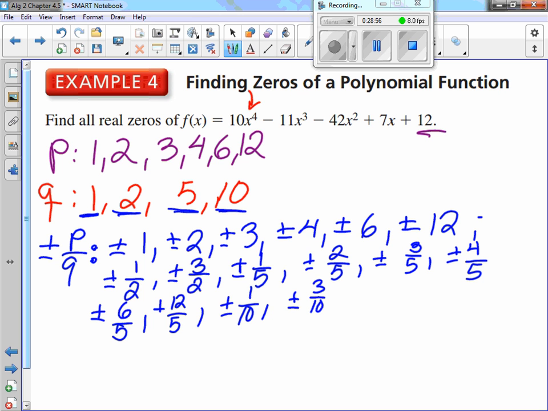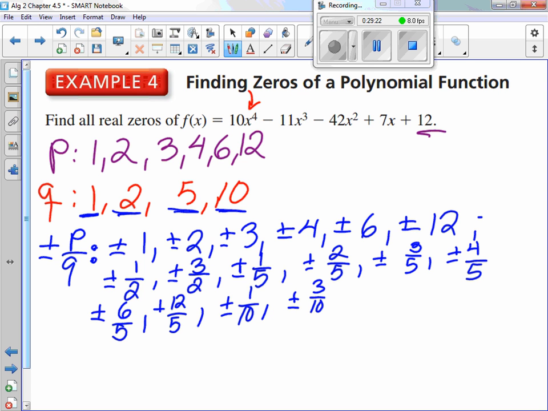4 divided by 10, well, that would reduce to 2/5. There's a common factor of 2, yes? 6 divided by 10 would be the same as what? 3/5, because they have a common factor of 2. 12 divided by 10 would be 6/5. And if you're not comfortable with doing these in your head, you can always type them in a calculator and it'll simplify them for you.